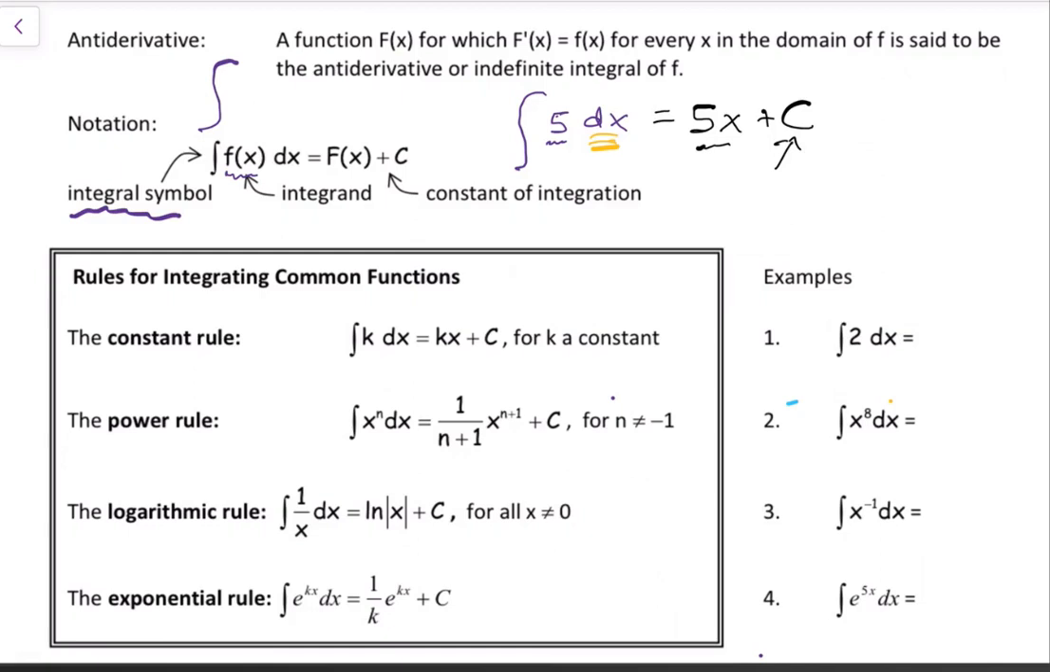Okay, so just like we had derivative rules, there are integration rules that we need to know so that instead of just trying to think in our head what is that function that has that derivative, we have rules that we can follow.